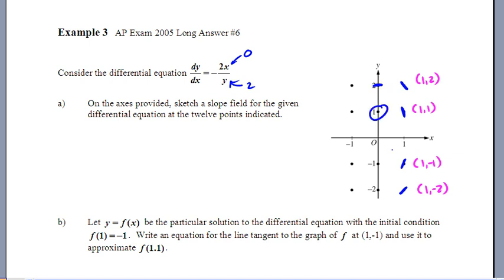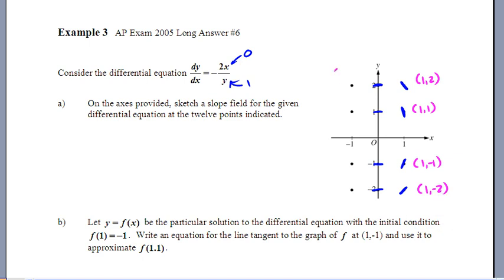Even this point, sorry, 0 for x, 1 for y. Well, that's still 0. So the graph is still flat. And in fact, it's going to be also flat here and flat there. Then I try this point.